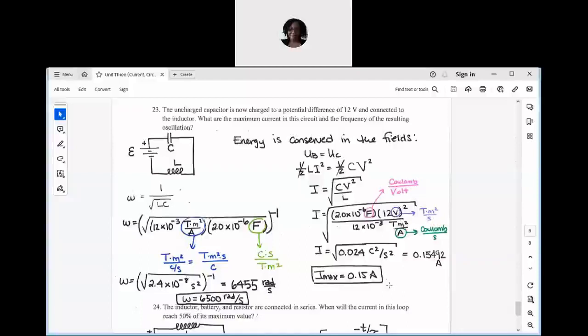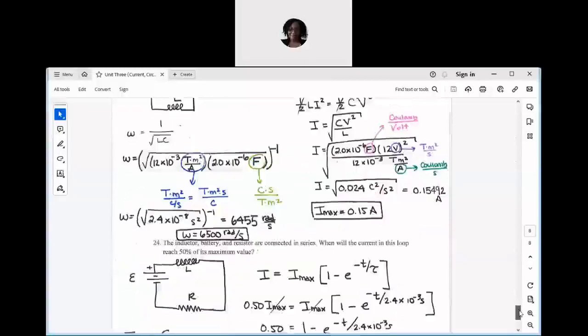But just as we saw when we discussed this in lecture, this would produce an oscillation. So as the capacitor is discharging, the inductor would be charging, and vice versa. So the current wouldn't be something that is constant over time, but instead it would oscillate. But this would be the maximum magnitude of the current.